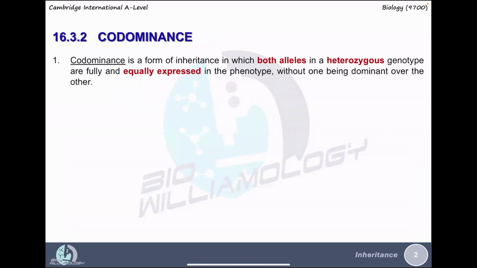Codominance is a form of inheritance in which both alleles in a heterozygous genotype are fully and equally expressed in the phenotype, without one being dominant over the other.